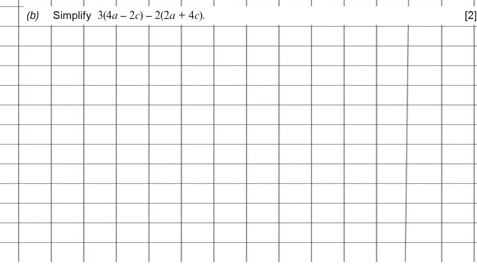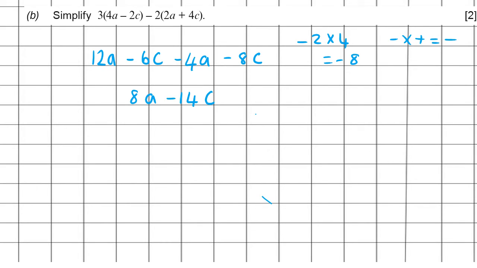B, simplify. Again, automatically we've got brackets, so let's expand. So 4 times 3a is 12a. Take away 3 times 2c is 6c. Take away, so minus 2 times 2 is minus 4a. And minus 2 times 4: minus times plus gives us a minus, so that gives us minus 8c. So let's put all the terms together. 12a take away 4a gives us 8a, and minus 6c take away 8c gives us minus 14c. That's it simplified. Can't simplify it anymore.